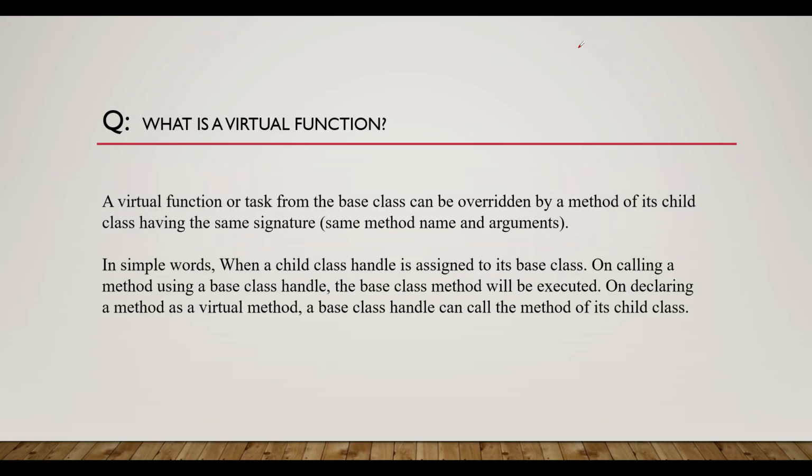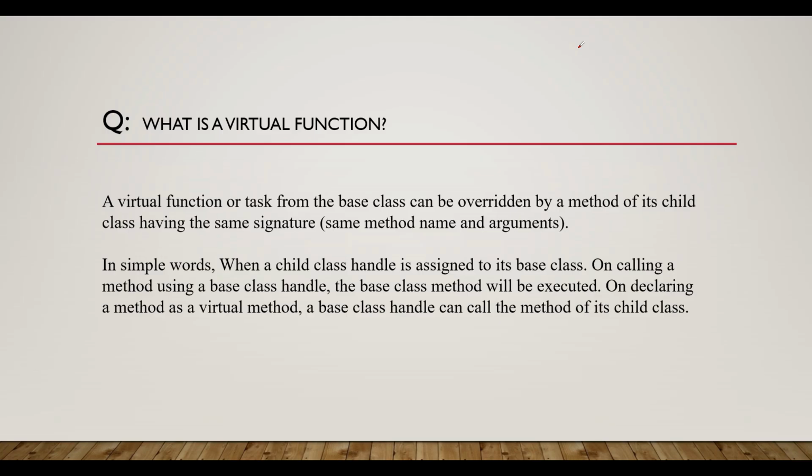Now let's see the another one. What is a virtual function? A virtual function or method from the base class can be overridden by a method of its child class having the same signature. What does it mean? Suppose we have to achieve polymorphism, but in the normal way, if you are writing function void display and in the child class you are also writing function void display, your parent class method will not get overridden. If you want your parent class method to be overridden, you have to use the virtual keyword.